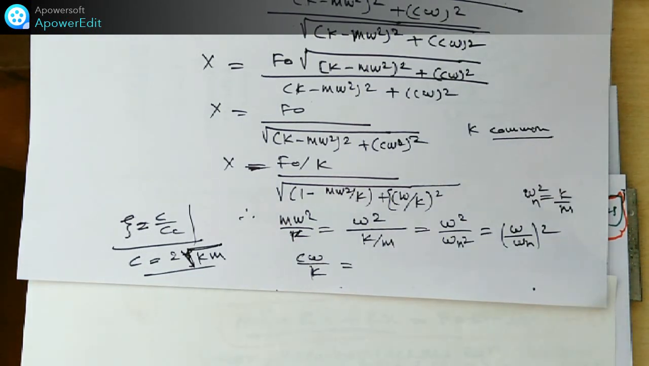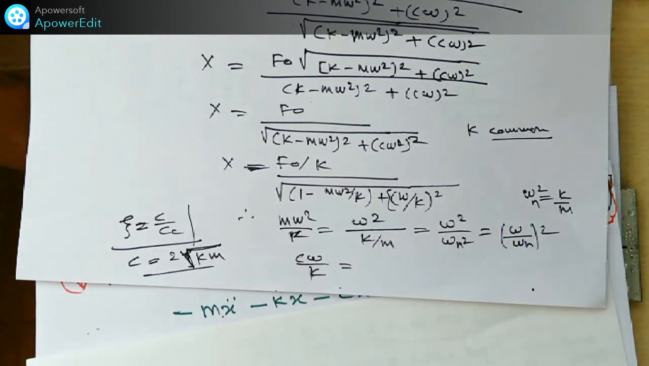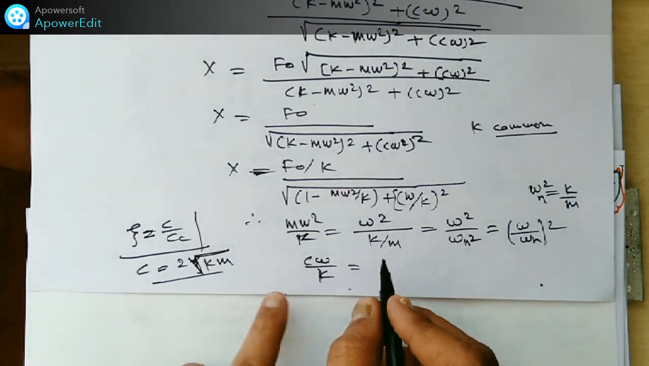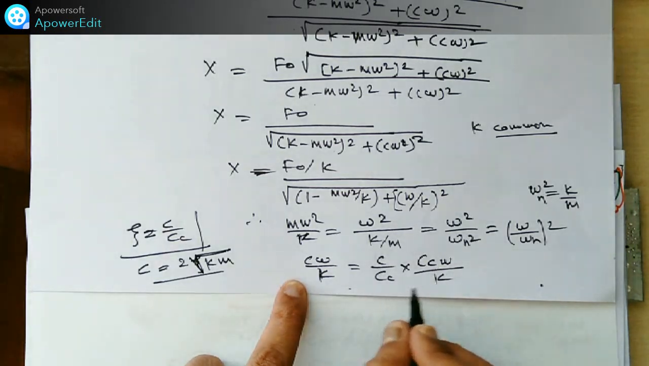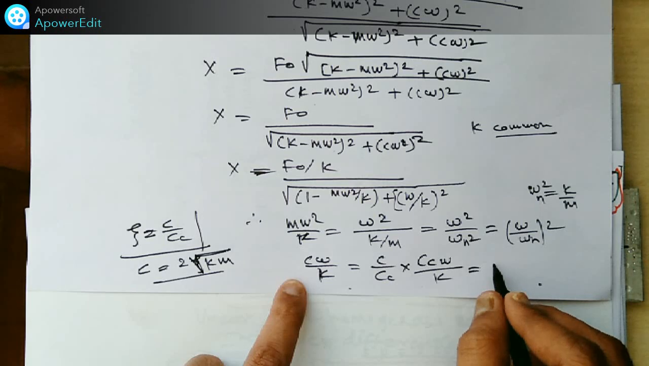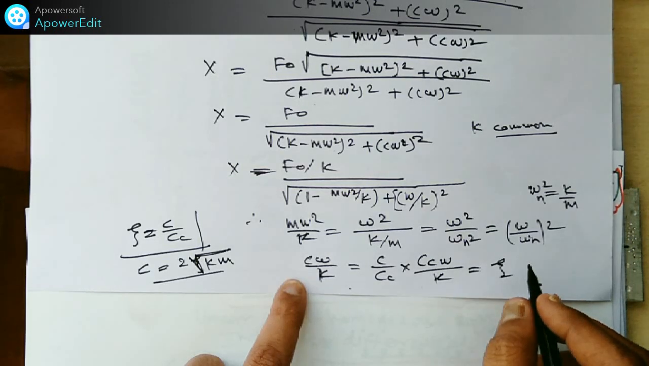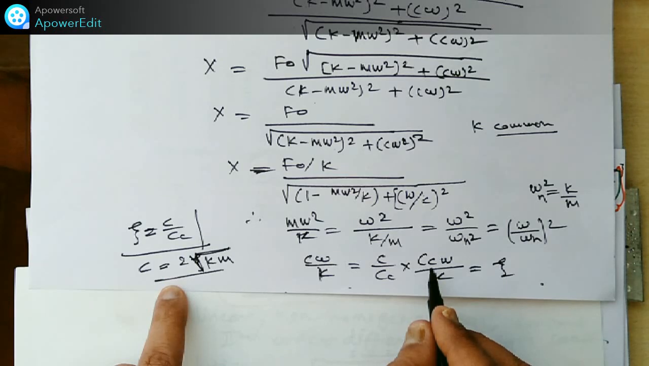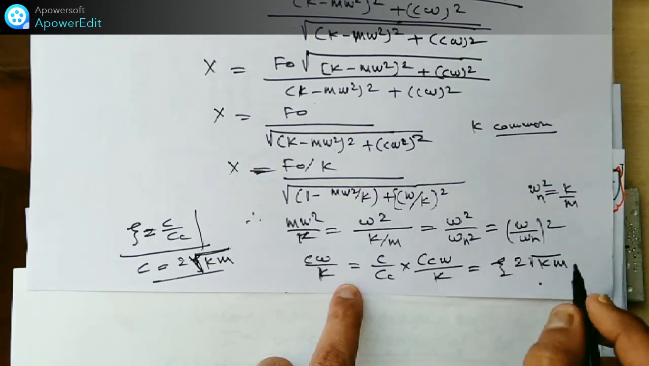How to solve this c omega by k? Just put the values. I introduce c critical: c upon c critical is zeta, so c is zeta times c critical, and c critical is twice the square root of km. So c omega by k is zeta into twice root of km into omega upon k.